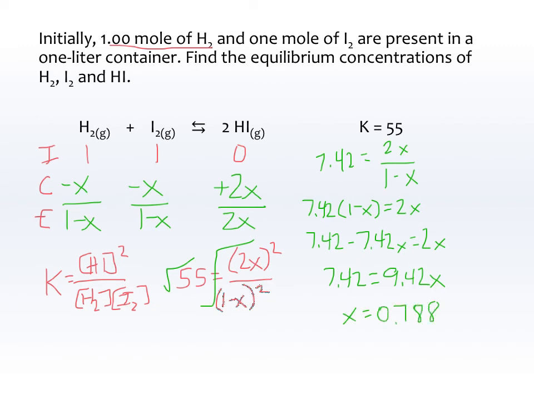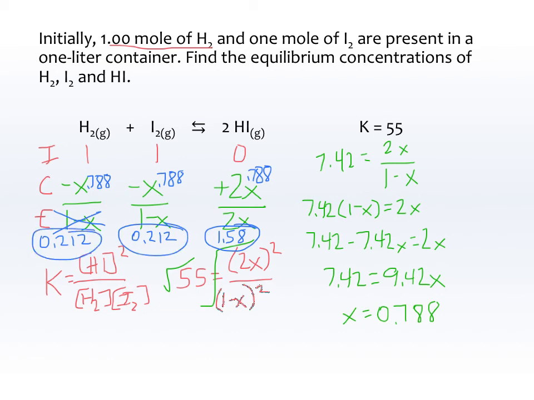So, the question's actually asking to find the equilibrium concentrations of H2, I2, and HI. So if x is 0.788, 1 minus x is going to be 1 minus 0.788, which is 0.212. Same thing here, 0.212, and then 2 times 0.788 is 1.58. And those are equilibrium concentrations. Only one more to go.